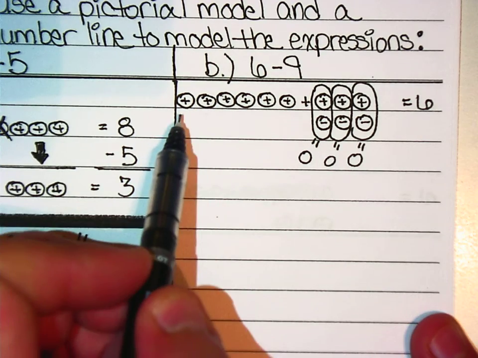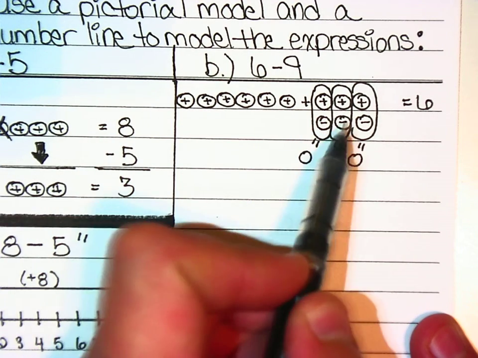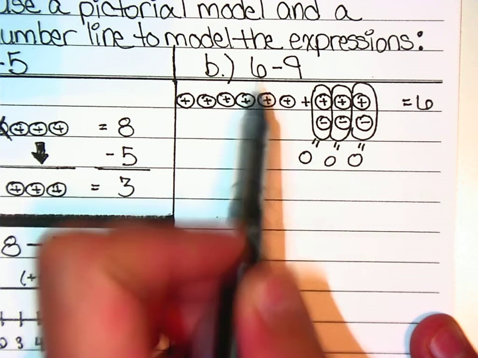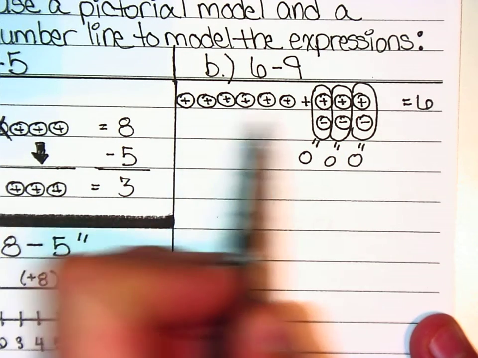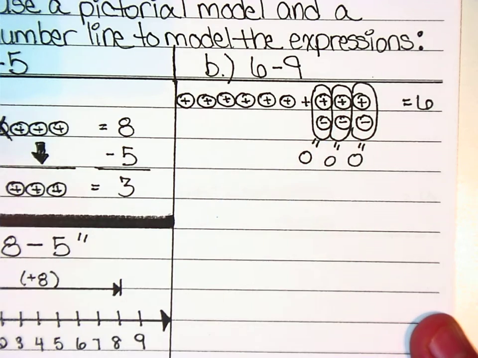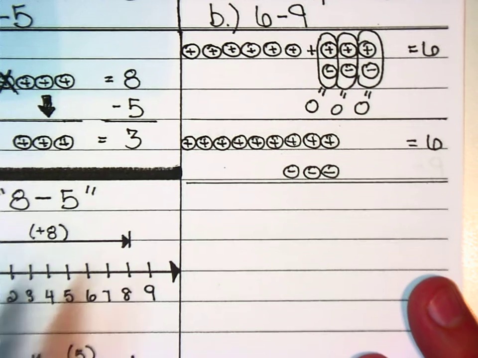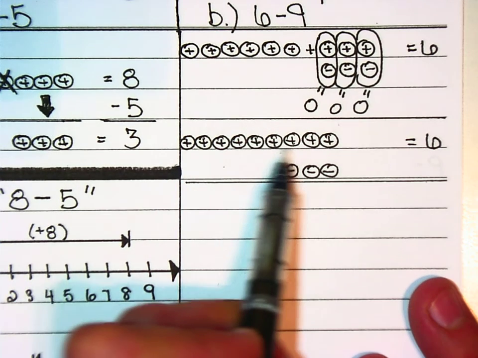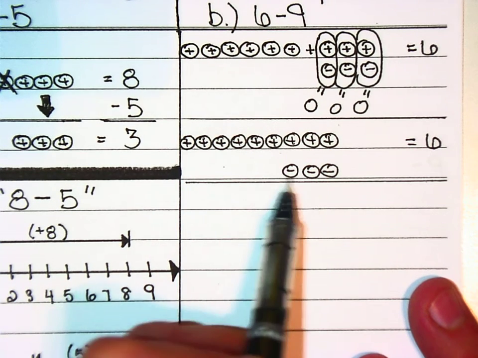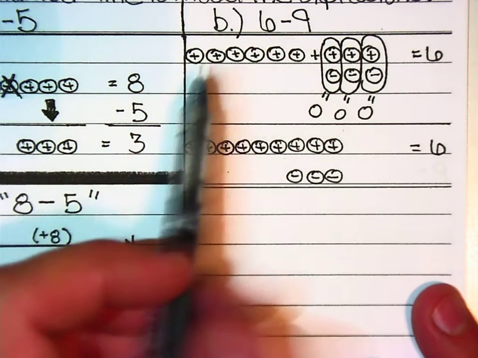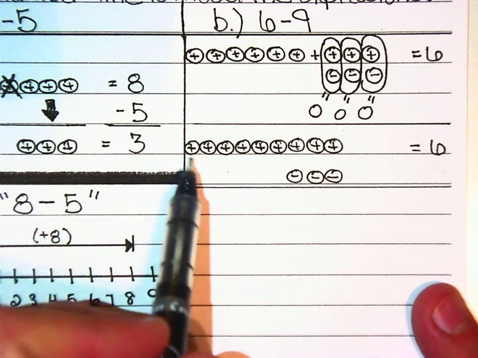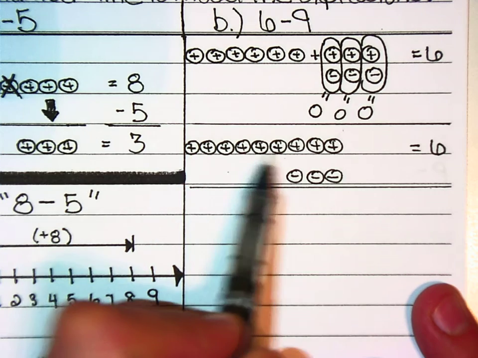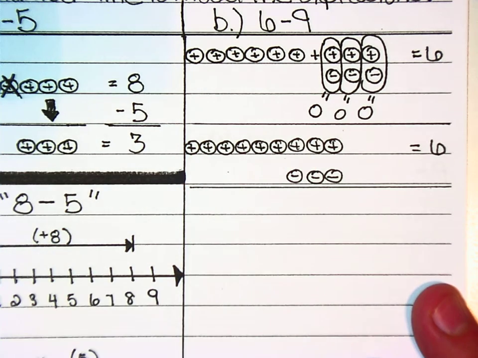So what I did is I took 6 positives and I added 3 0 pairs because I need to get these symbols so I can take away 9 of them total. So I'm going to redraw this whole picture. I'm going to put all the positives together in one row and all the negatives together in another row. And that's what I do here in this next step. Here I have all 9 positives, and now I have 3 negatives as well. My equation said take 6 positives and subtract 9 positives. I now have 1, 2, 3, 4, 5, 6, 7, 8, 9 positives that I can take away.